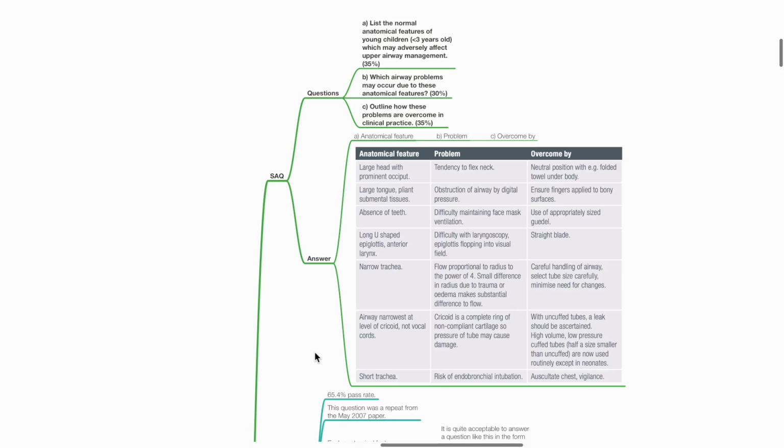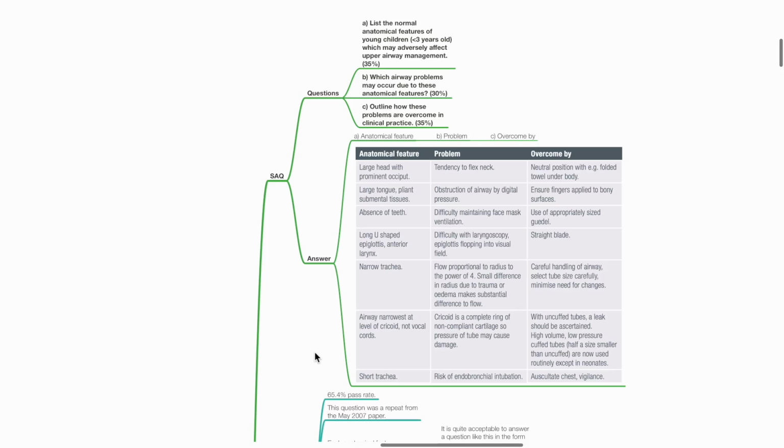Anatomical feature: large head with prominent occiput. Problem: tendency to flex the neck. Overcome by neutral position with, for example, a folded towel under the body. Next, large tongue with pliant submental tissues. Problem: obstruction of airway by digital pressure. This is overcome by ensuring fingers are applied to bony surfaces.